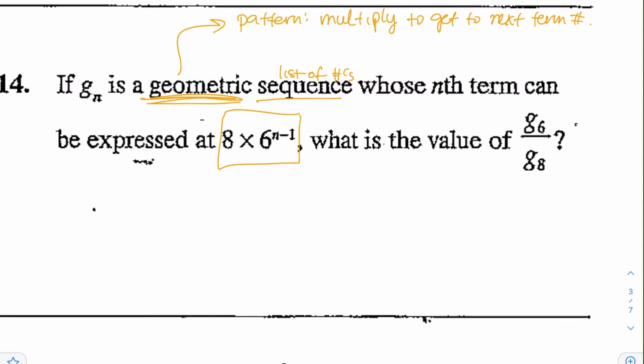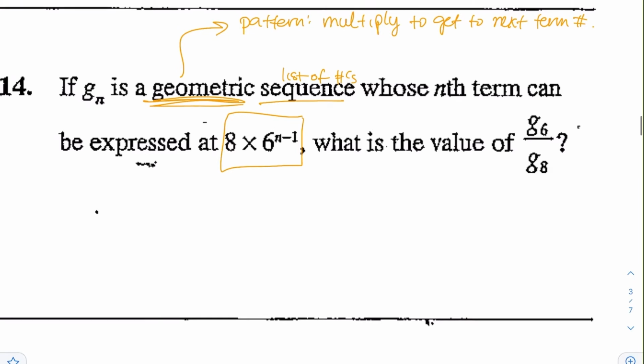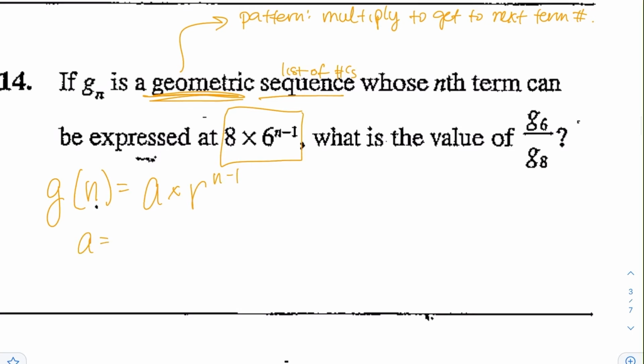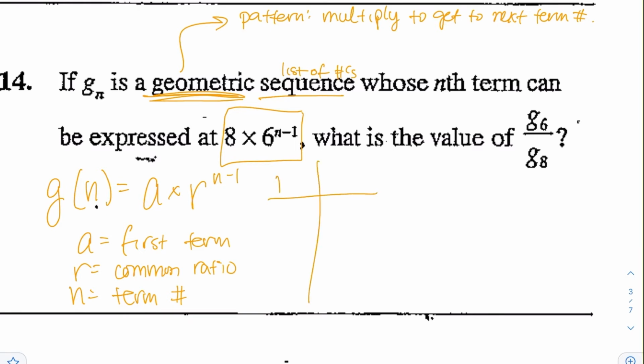So in this situation, we can actually come up with the general form for a geometric sequence. So g of n is equal to a times r raised to the n minus 1 power. So a is the first term, r is the common ratio, or just a number you multiply by, and n is a term number. So if you come up with a table of values, for example, you have the term number and then what the value is. The first number is a, so term number 1 is a.